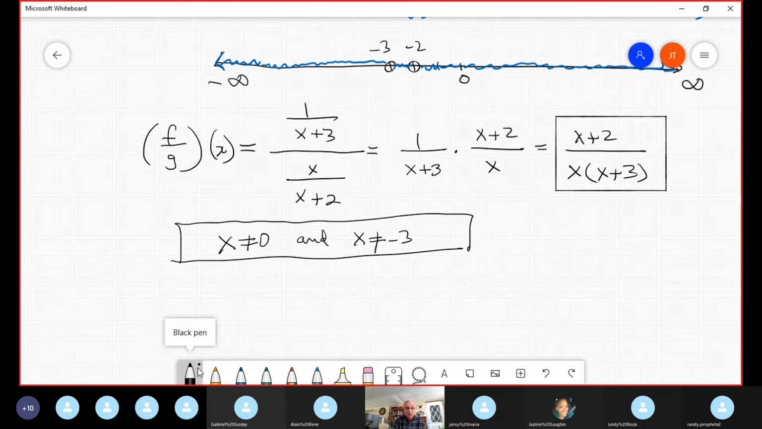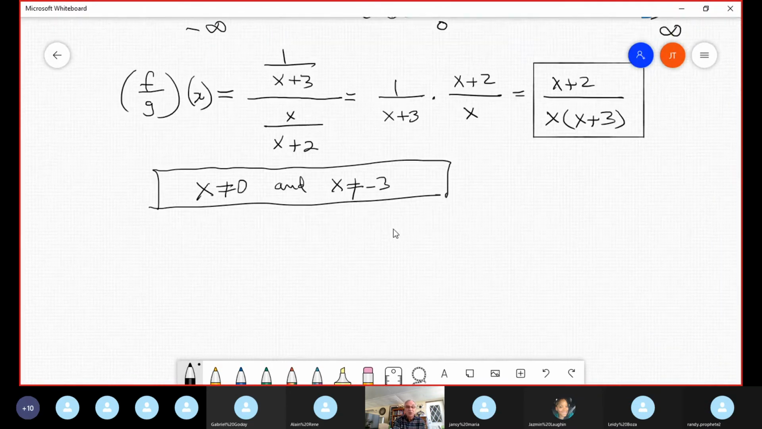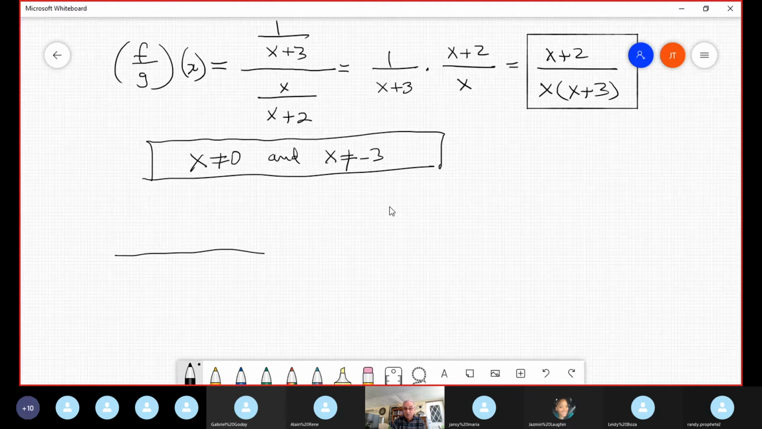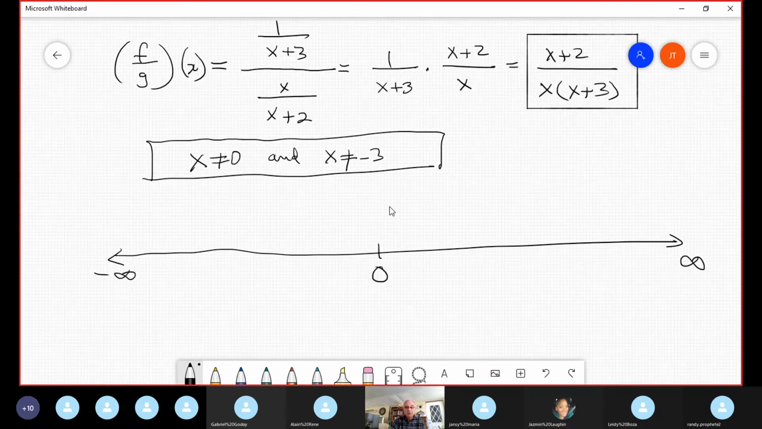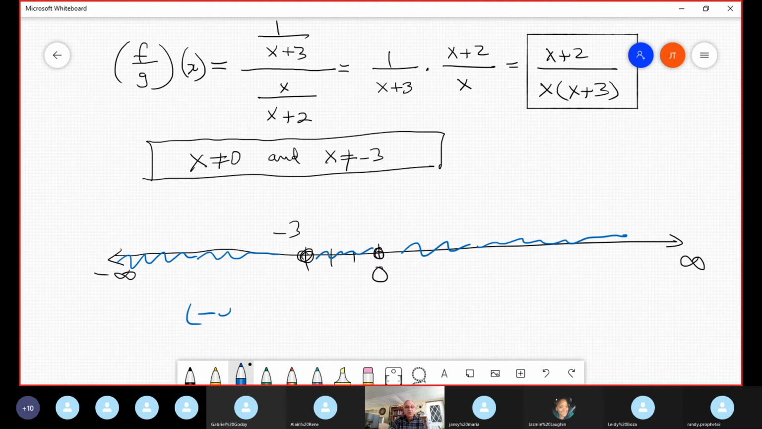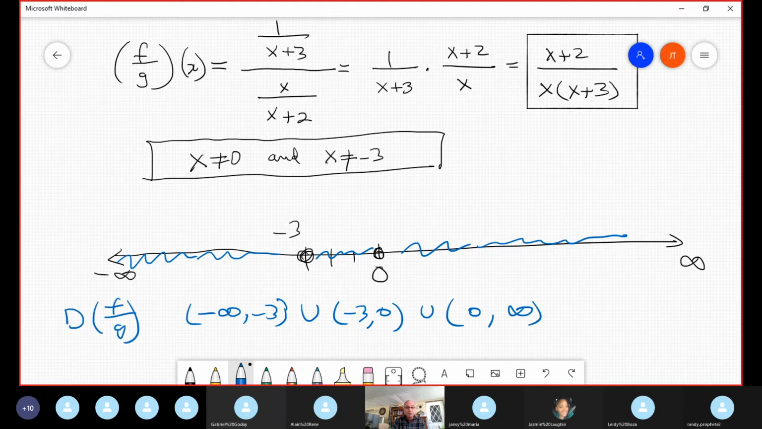In the test, you need to express the idea using, one more time, interval notation. Infinity, -infinity, we have two holes. At 0, we have a hole. At -3, we have a hole. In blue color, this is that part, this is that part, and this is that part. So from -infinity, -3, union -3, 0, union 0, infinity. And this is the domain of the function f divided by g.